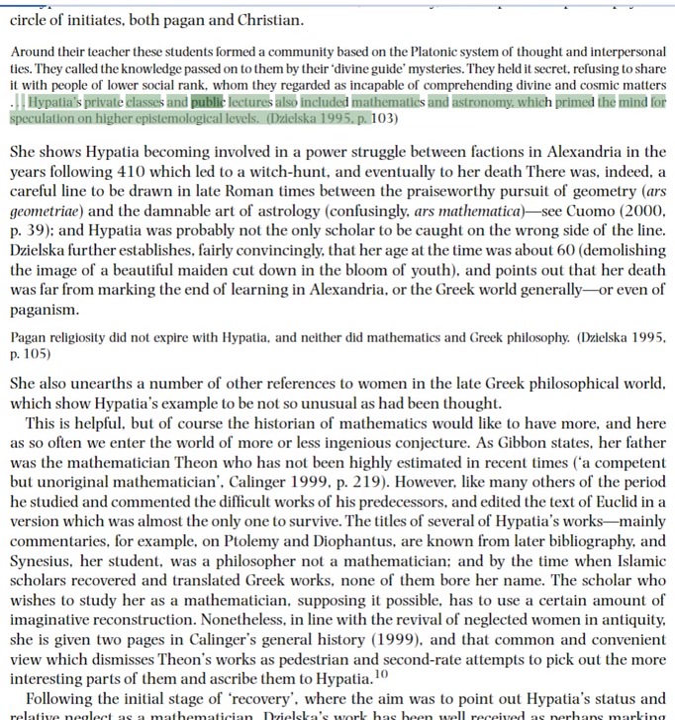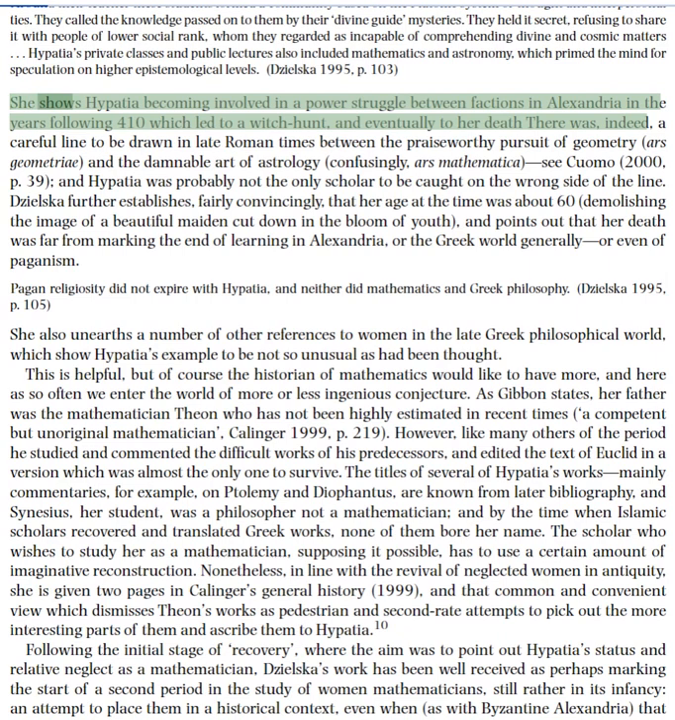Hypatia's private classes and public lectures also included mathematics and astronomy, which primed the mind for speculation on higher epistemological levels. She shows Hypatia becoming involved in a power struggle between factions in Alexandria in the years following 410, which led to a witch hunt, and eventually to her death.